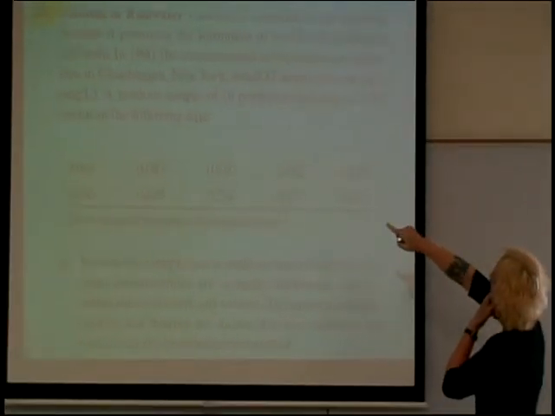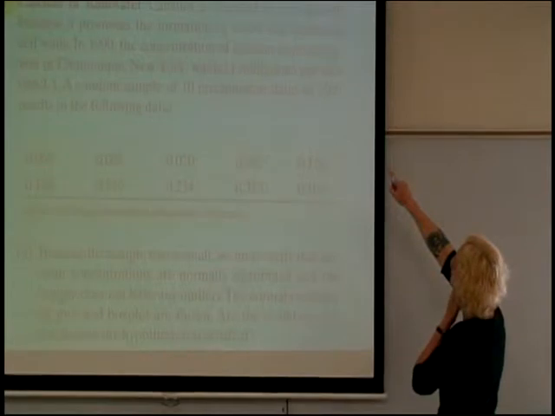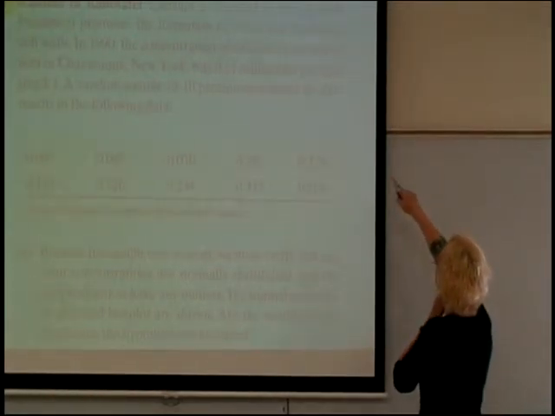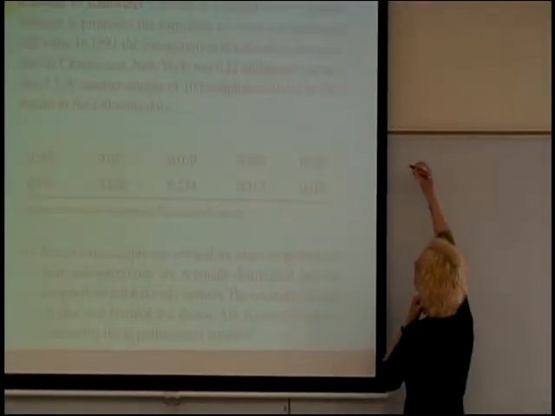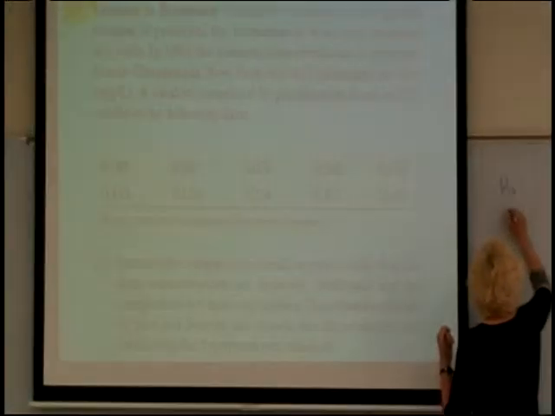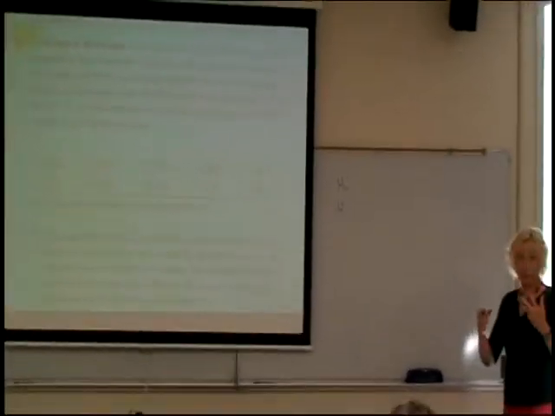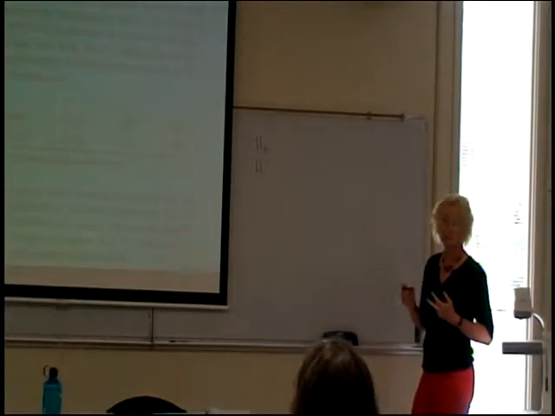So in 1990, the concentration of calcium in precipitation was 0.11 milligrams. Okay, and when they give you... they're not saying on average, but technically you're supposed to assume that it means on average. Okay?